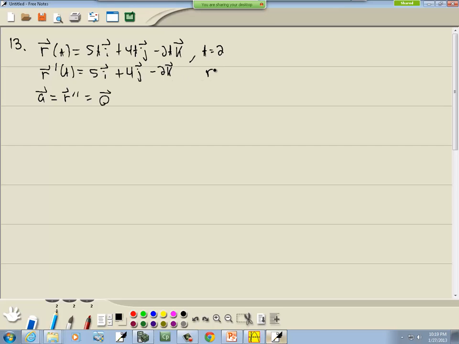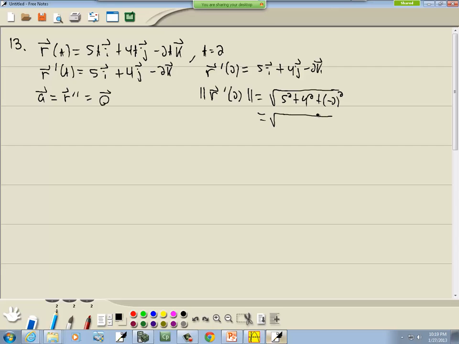So let me find r prime of 2. Plug in 2 for the t. Well, there is no t, is there? So I got 5i plus 4j minus 2k. And then I'll find the magnitude of r prime of 2, which is the square root of 5 squared plus 4 squared plus negative 2 squared, which is 25 plus 16 plus 4, which is square root of 45, which gives us 3 square root of 5. That's 9 times 5.